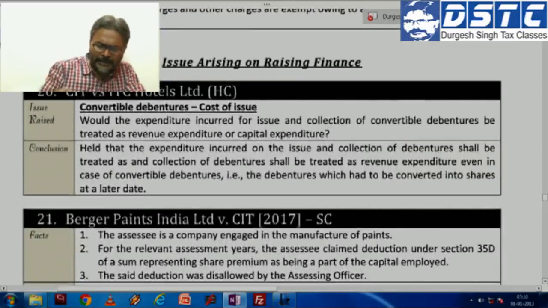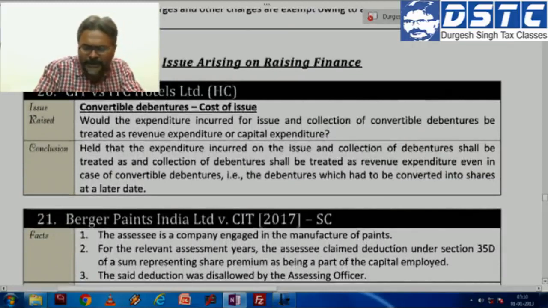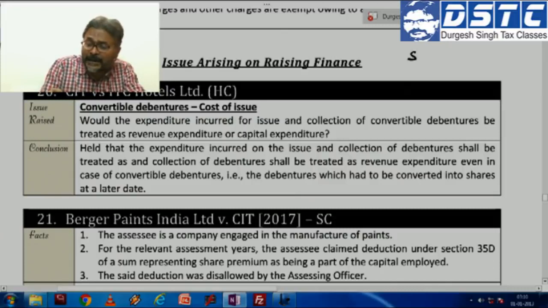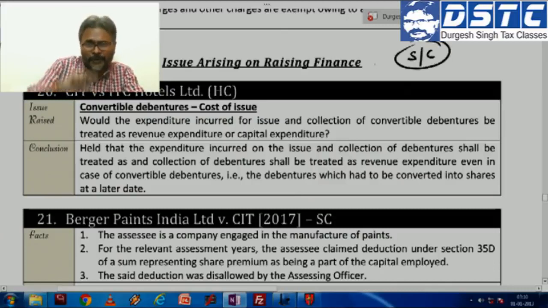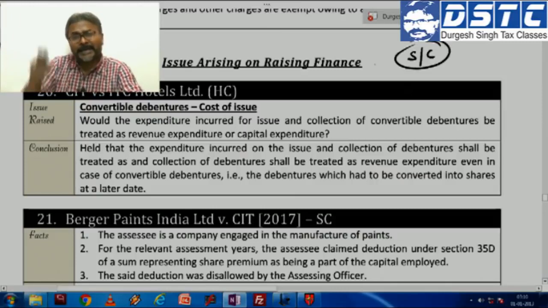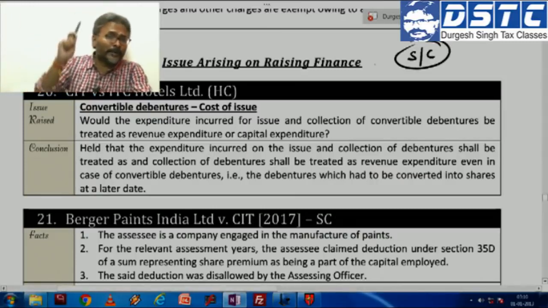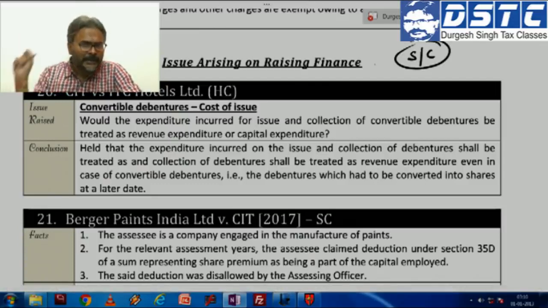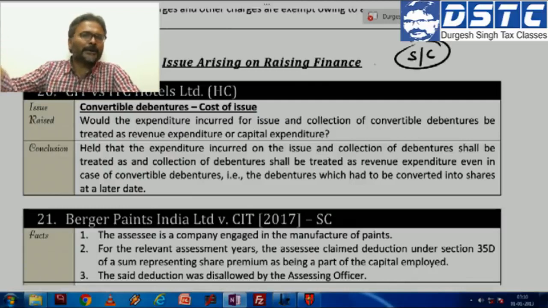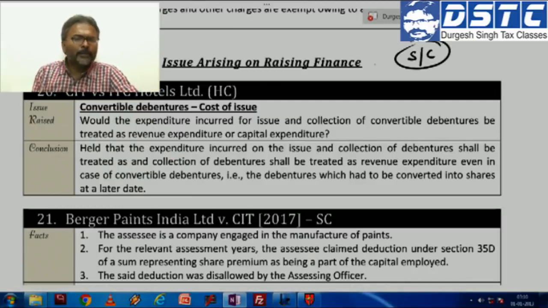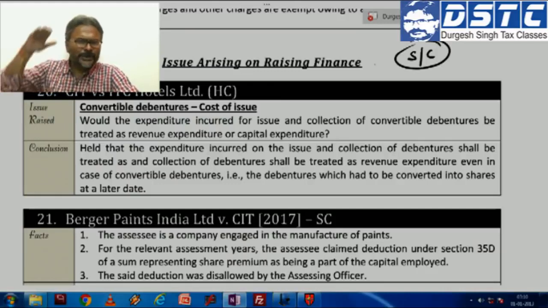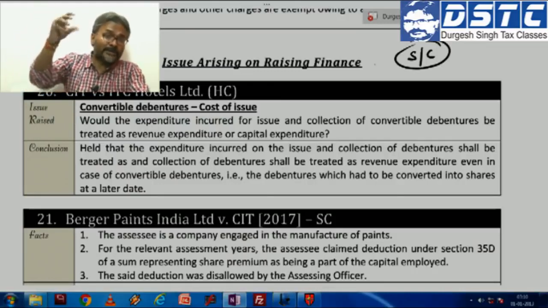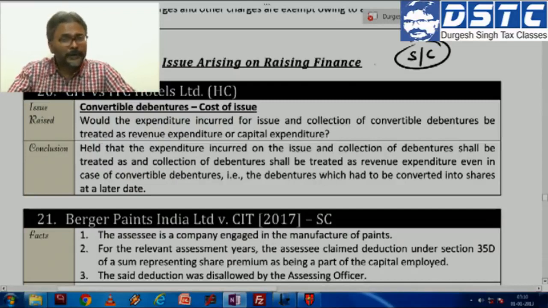And it was held that the expenditure incurred on the issue and collection of debentures will not be considered as a capital expenditure. Why is it not considered as capital expenditure? Because had it been for share capital, for raising the share capital, if I am incurring an expenditure, then there is a judgment of the Supreme Court in Brooke Bond India Limited, wherein it is very clearly spelt out that expenditure incurred on raising of share capital is capital in nature. The reason is quite clear, students. Share capital is permanent, whereas debentures, loan, are not permanent.